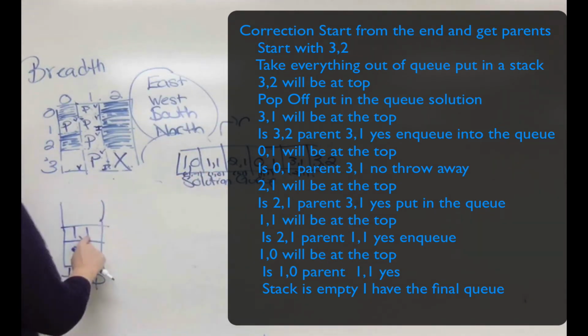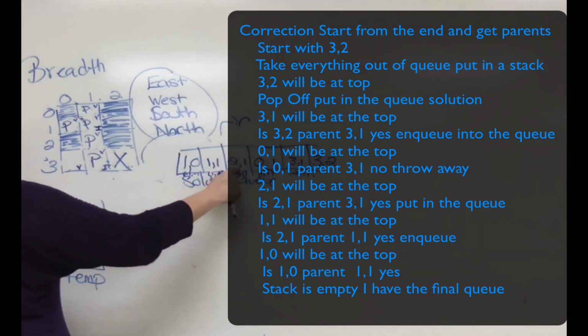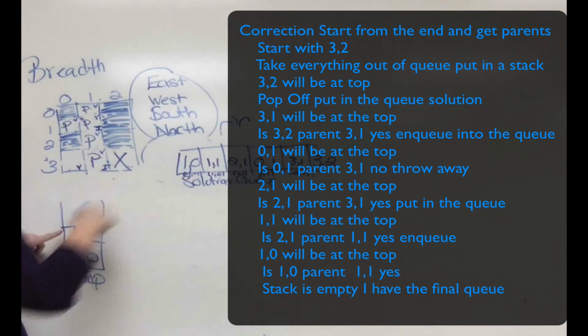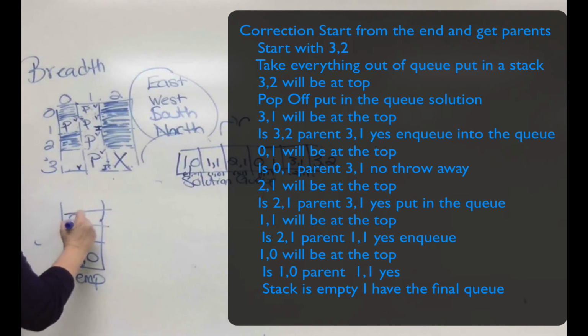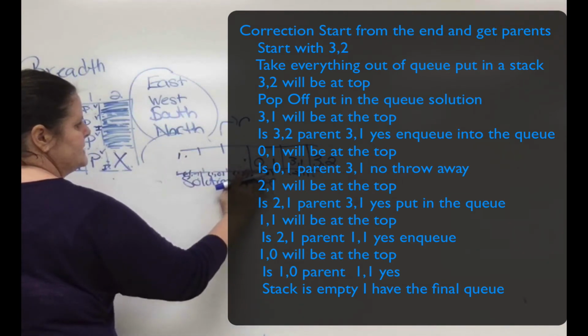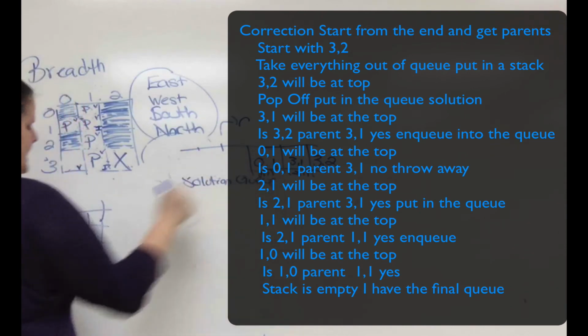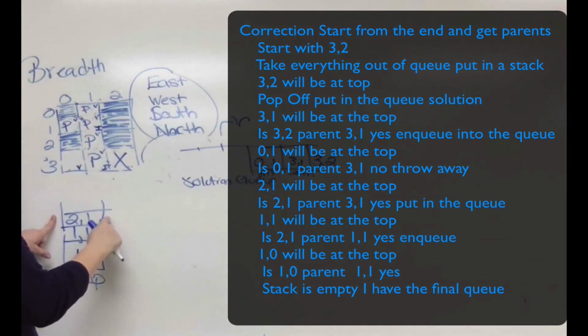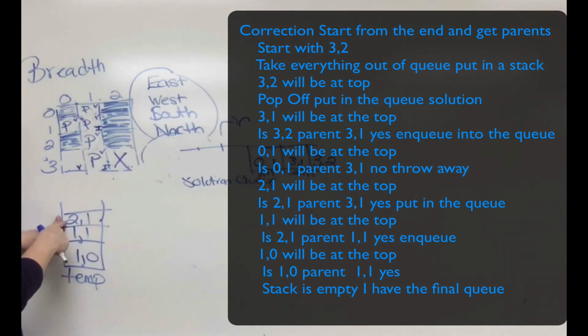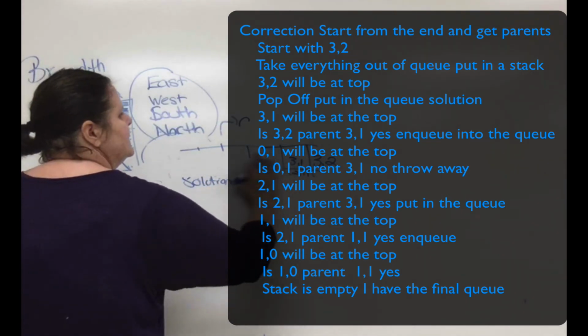I look at 1, 1, and I say, okay, the next one's 2, 1. Does 2, 1 have parents that it's on the top of this stack? Yes, it does. 1, 1 is the parent of 2, 1. So then I go to the next one. Basically, I'm dequeuing these as I go along. I get to 0, 1. The parent of 0, 1 is 1, 1. Is the top of the stack the parent? No. So that was a dead end. I throw that away.